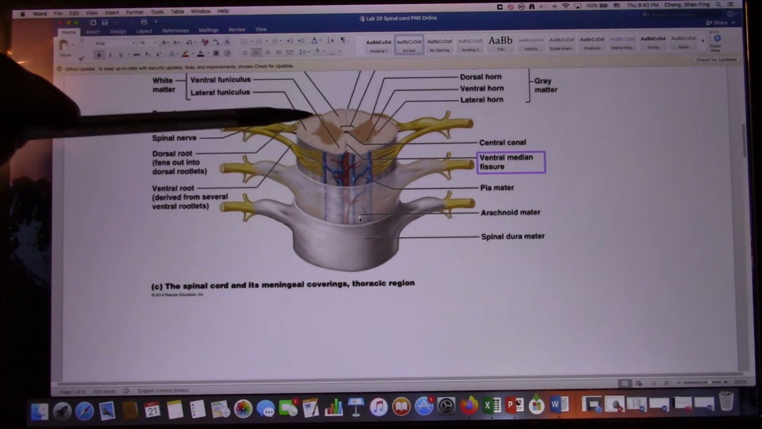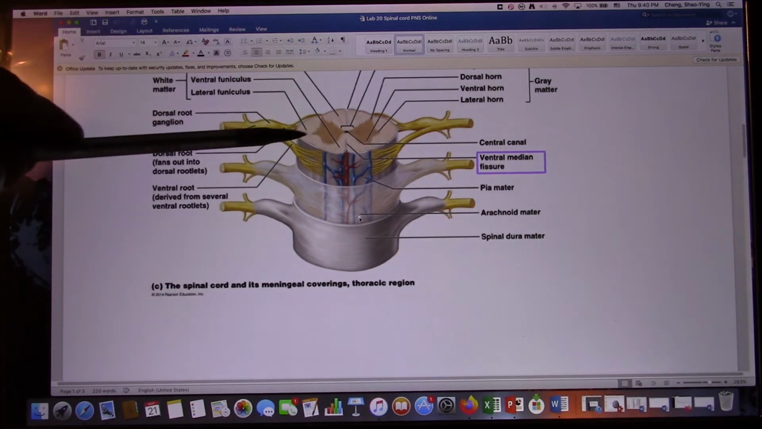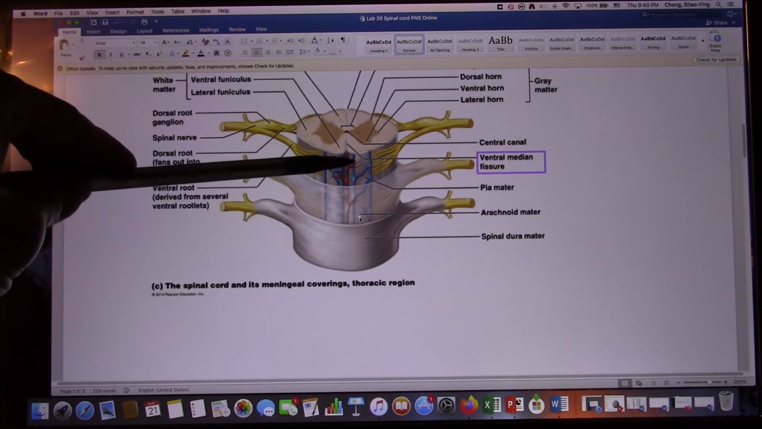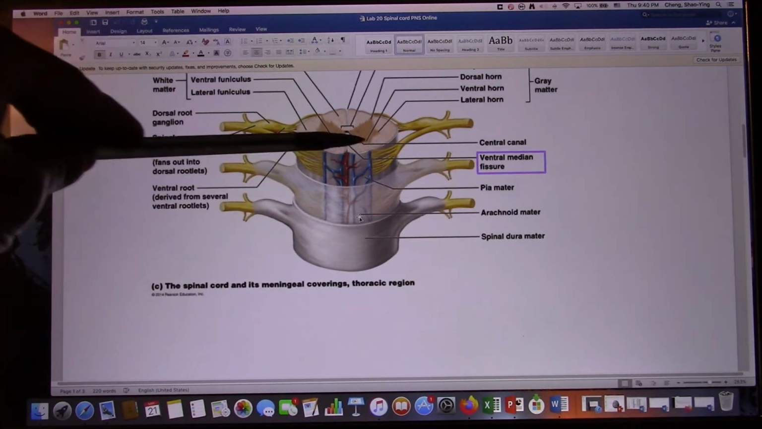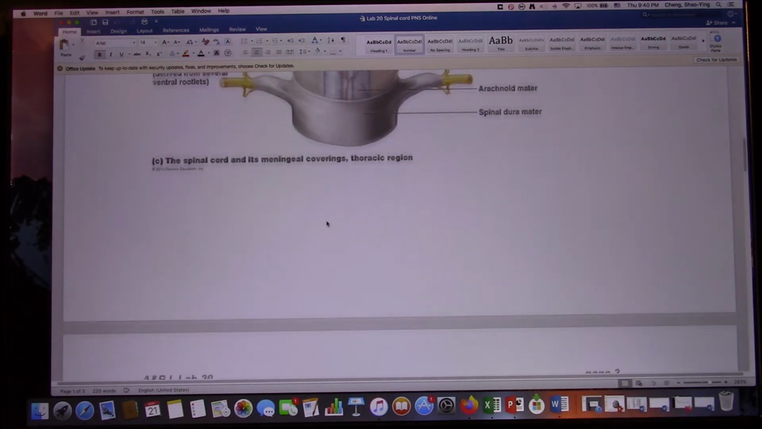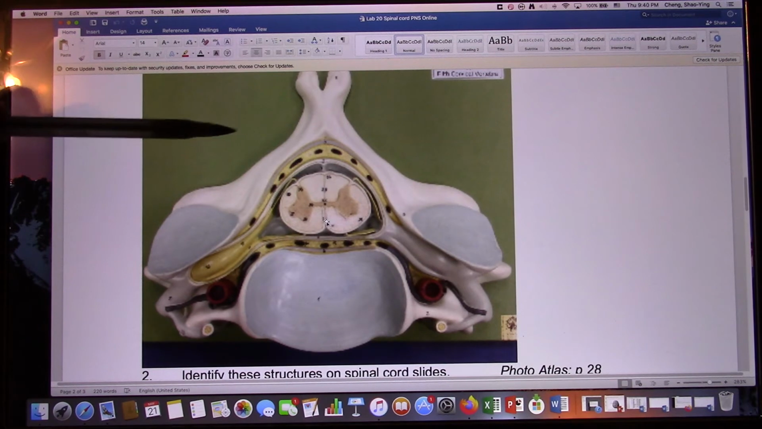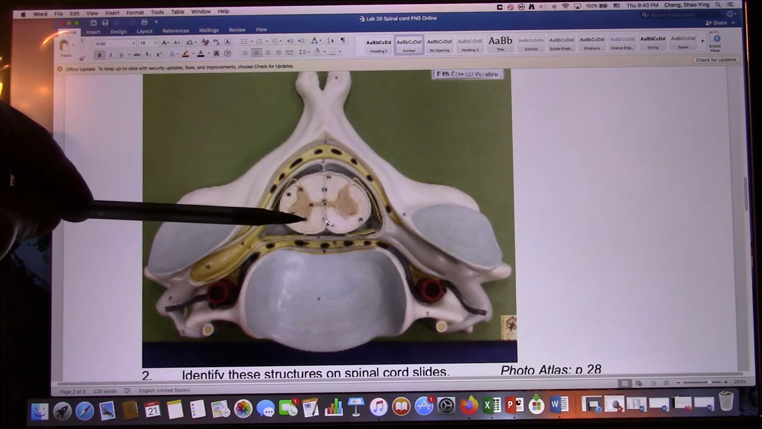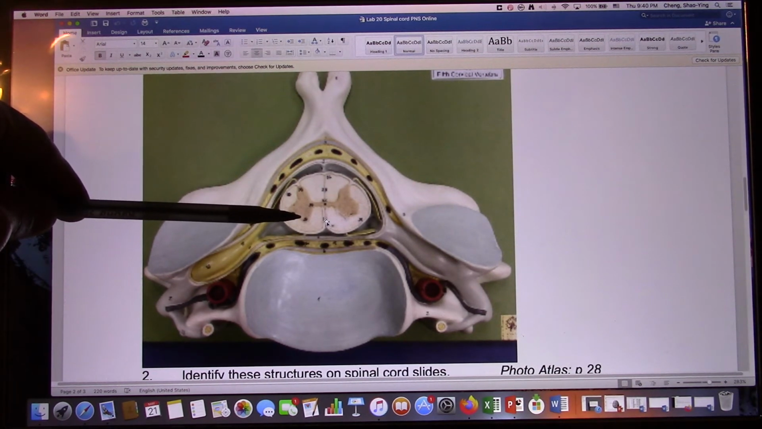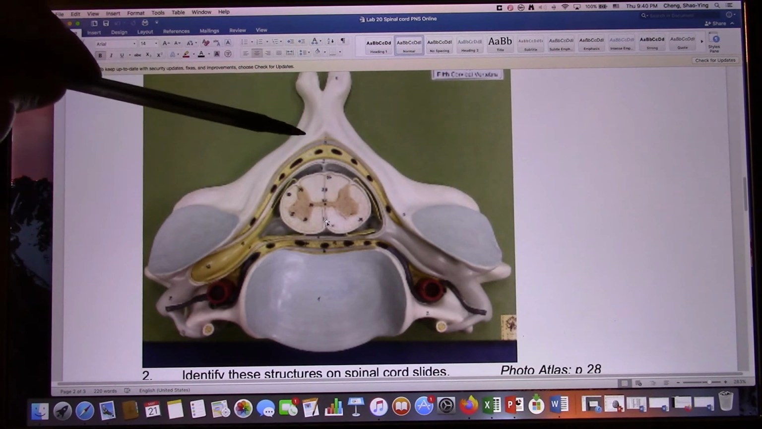The spinal cord is covered by meninges as well. Still 3 layers: the pia touches the nervous tissue, the arachnoid is between, and the third layer is the dura layer. This is the model we have in the lab. I can point at this and ask you, what's this, what's that. This will be the ventral gray horn, right?